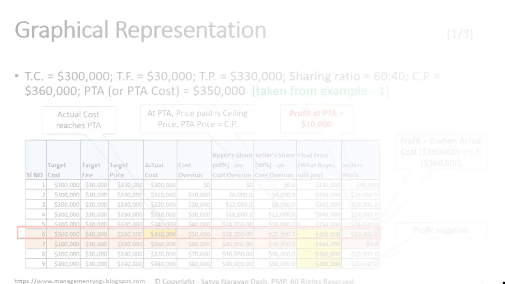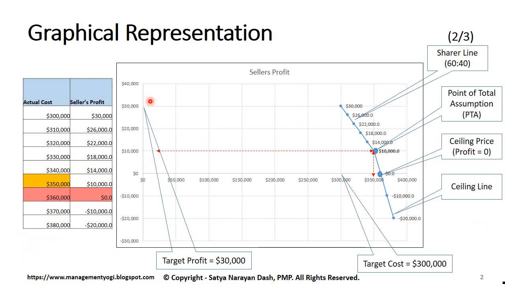If I put that into a diagram, how will it look? In this diagram, in the x-axis we have the various cost related items. In this diagram we have the seller profit. So at $300,000 cost, the profit was $30,000, right? And the total target price was $330,000. When there is a cost overrun of $10,000, here at this point the profit margin shrank to $26,000.